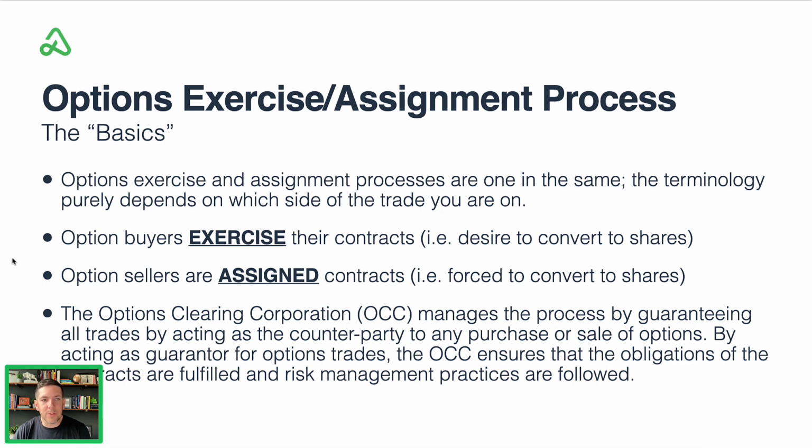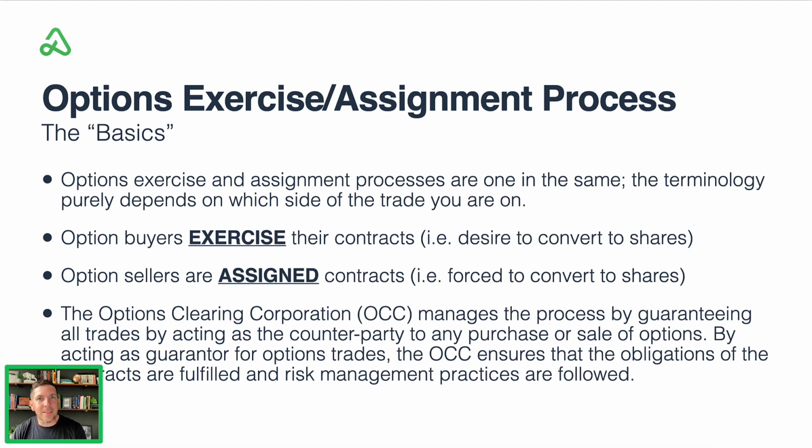So for example, if you are an option buyer, then what you would choose to do is exercise your contract. This means you're going to convert the option contract to the underlying shares. Remember that option buyers buy the right to do this, so they can choose to do this anytime between now and expiration, right? They can choose to convert their contract to the underlying shares. So if you're the buyer, you are the person who is choosing to exercise your option contract.